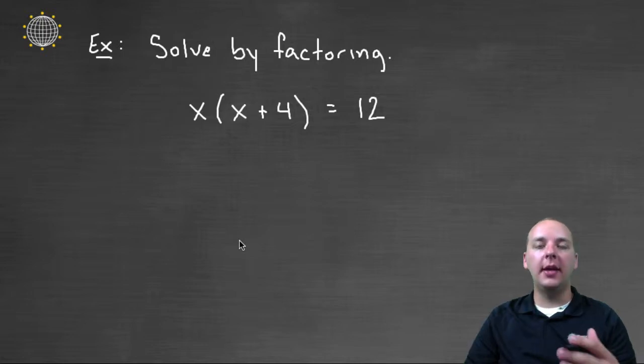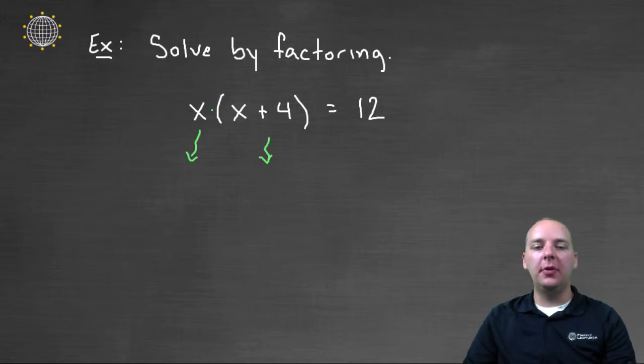Here's a very common exercise that I want to show you how to solve, just in case you ever see this type of problem. What we have is an equation. It says x times the quantity x plus 4 equals 12, and we like to solve this by factoring. Well, the thing is, the left-hand side is already factored, so it feels like there's something we're supposed to do right now with this factor of x and this factor of x plus 4.